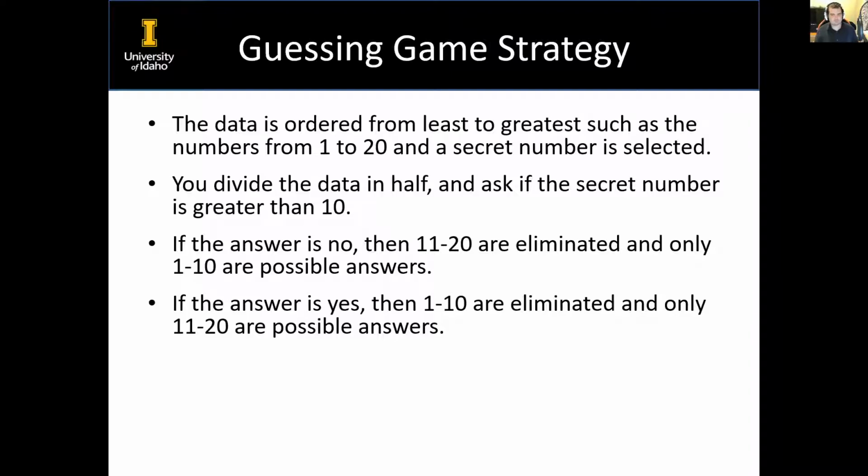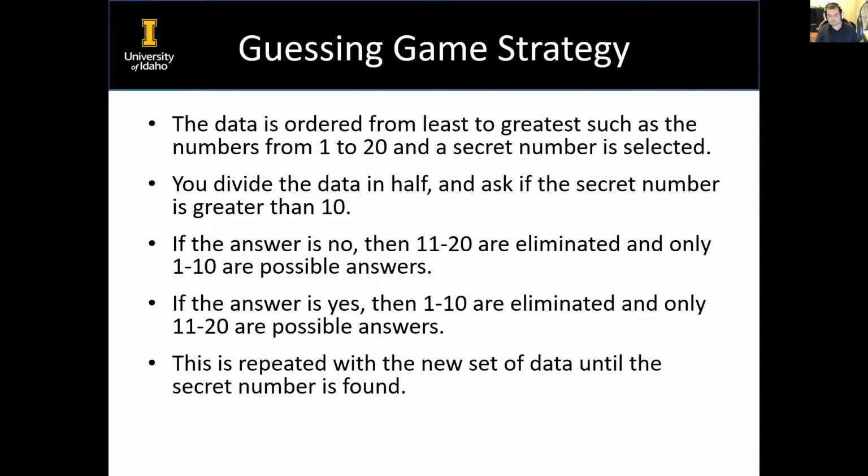Some of you might have picked up that this was a little bit weird, because how were we able to remove 10 as an answer? Because we said greater than. 10 is not greater than 10, so that would be a no answer, but we would be able to eliminate 11 through 20. We repeat this until we get our secret number.